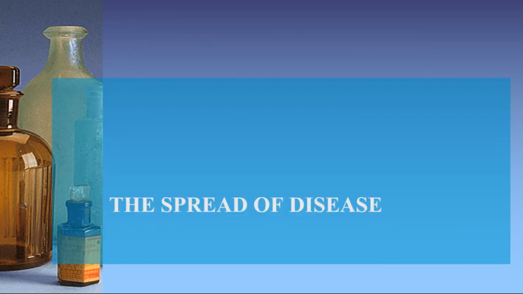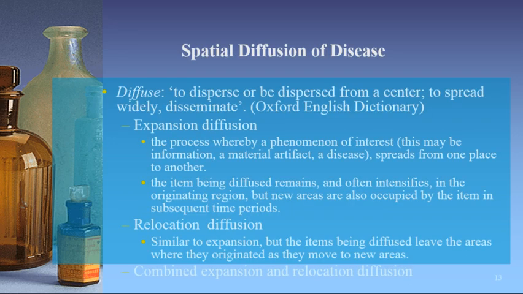So the really important thing about disease mapping is that you can look at the spread of a disease, and of course all of these things that you're looking at are going to help you make predictions about the future, help you prevent the spread of disease later on. Now, there is general spatial diffusion. There are three patterns that you get. You have expansion diffusion. This is where you have whatever you're talking about spreading from one place to another.